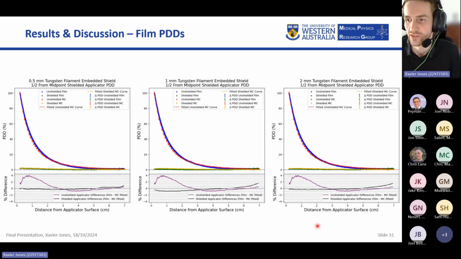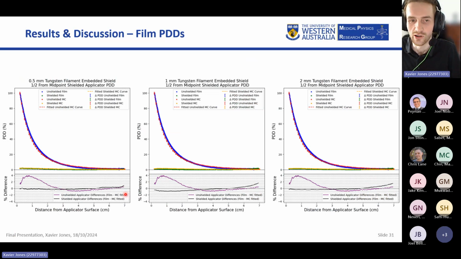Depicted here are percentage step dose curves for each applicator, comparing both the film and Monte Carlo data. The unshielded applicator is plotted alongside each shielded applicator, with both film and MC data present. Data is normalized for the unshielded applicator max. Also plotted are the fitted MC curves.